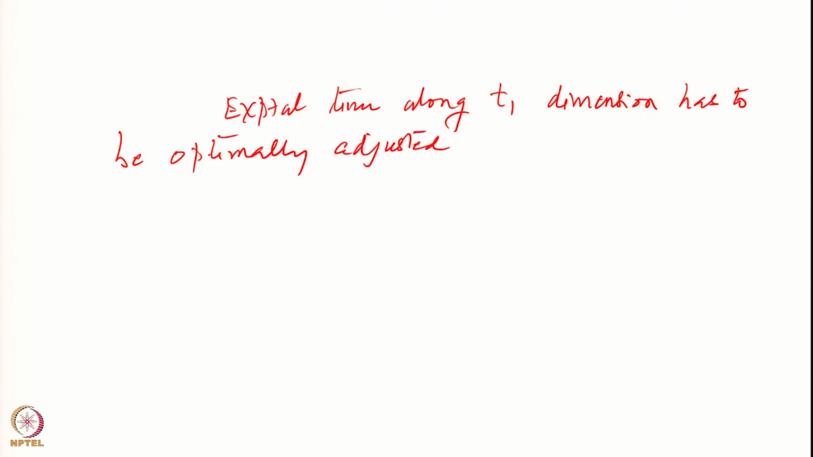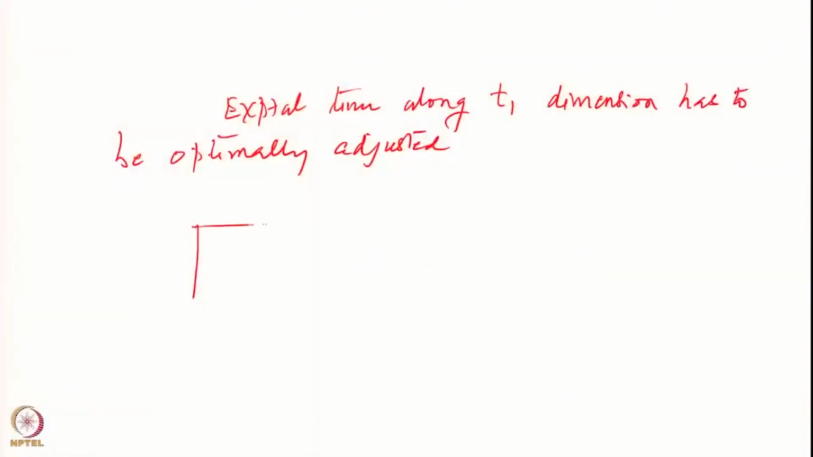Now, why is the resolution important in the case of the F1 dimension? We have seen that in the COSY and the double quantum filtered COSY, let us say I have a cross peak like this. This is a cross peak.